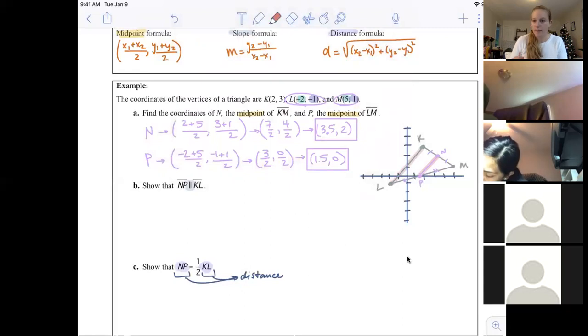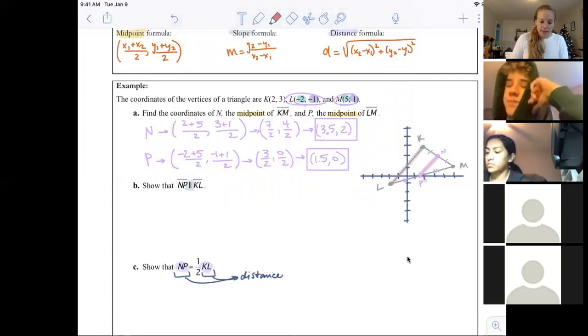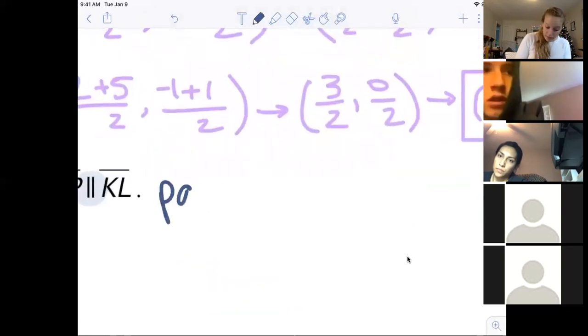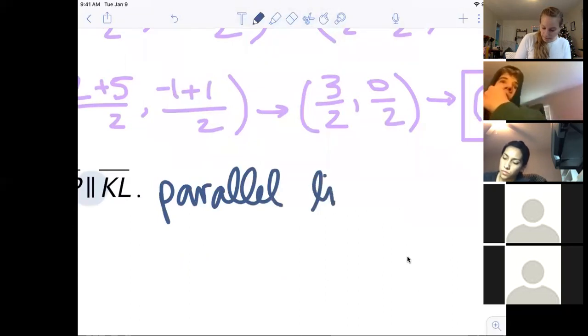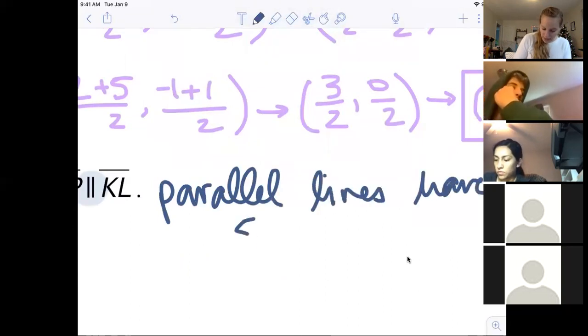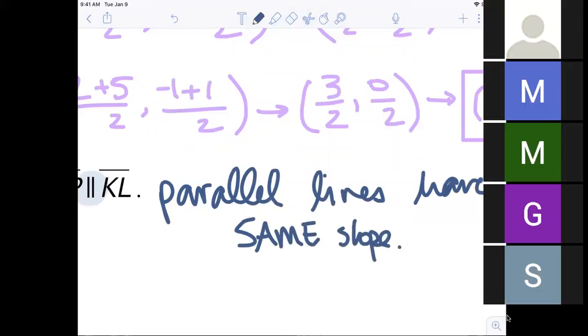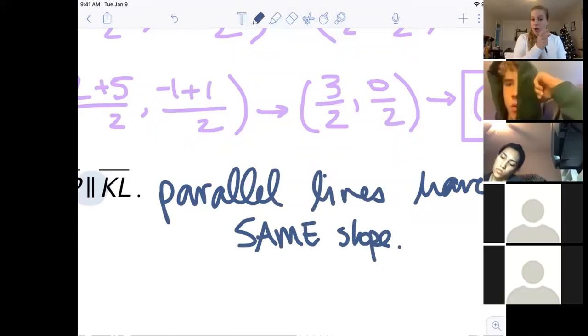Any questions so far? The next part, part B, says show that NP is parallel to KL. Ooh, what does it mean for lines to be parallel? If lines are parallel, what do we know about their slopes? They're the same. They're the same, very good. Parallel lines have the same slope. Awesome, very good, Allie. Same slope. And so all I wanna do is show that the slope for NP is the same as the slope for KL.